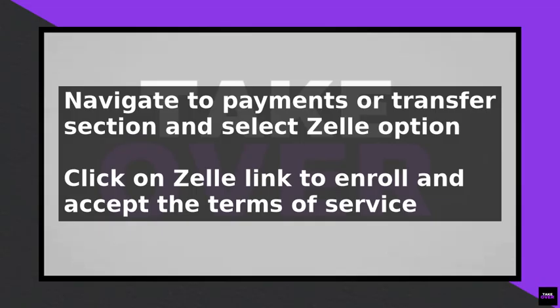To send money using Zelle, start by selecting the Zelle option and choosing the account you want to use to fund the payment. Enter the recipient's email address or US mobile phone number and the amount you want to send. You can also add a memo to the payment if you want to include a note.